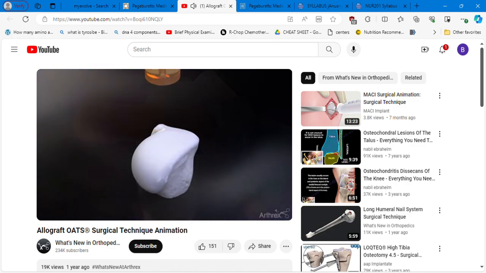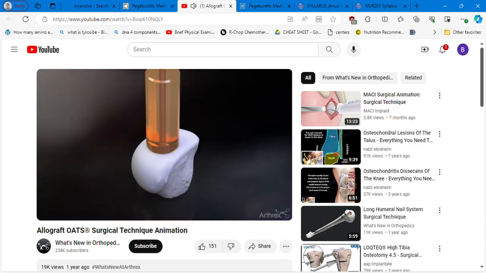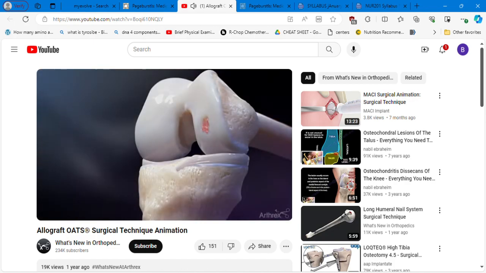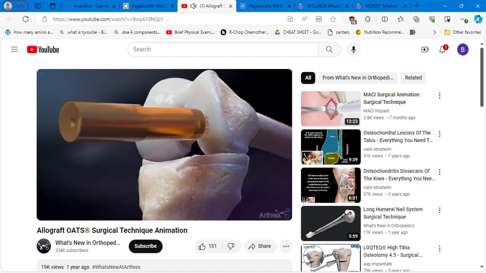Place the sizer used to establish the recipient defect size over the allograft condyle to ensure the allograft is large enough for the defect site. Then, mark it circumferentially and add a reference mark in a superior 12 o'clock position. Once the appropriate size match has been confirmed, return to the recipient site and place the sizer over the defect, staying perpendicular to the condyle surface.